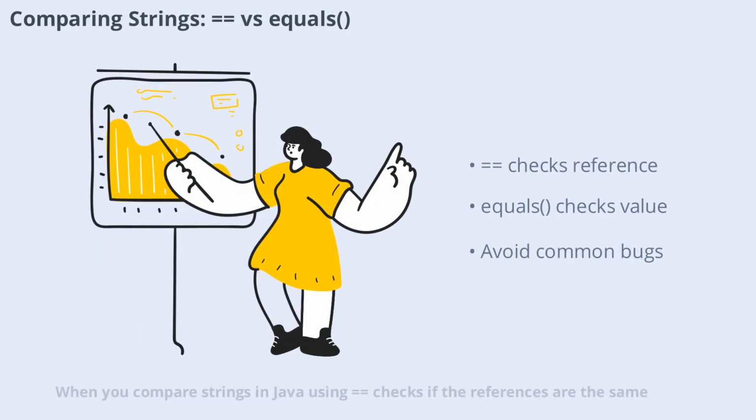When you compare strings in Java, using == checks if the references are the same, not the actual content. That means two strings with the same value might not be equal if they're different objects. To compare the actual text, always use the equals method. This is a common source of bugs, especially for beginners, so keep it in mind whenever you work with strings.